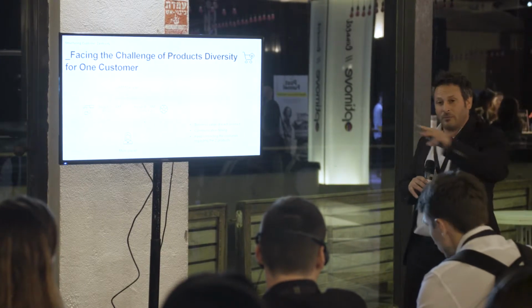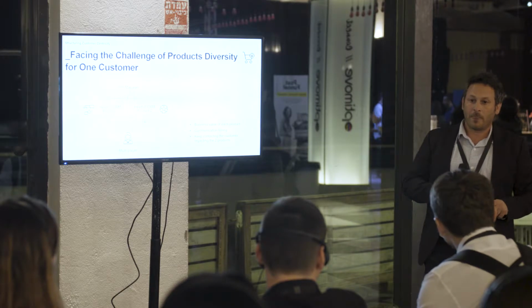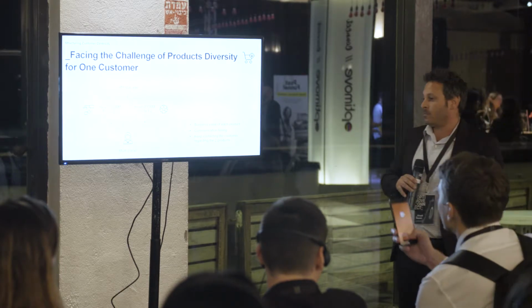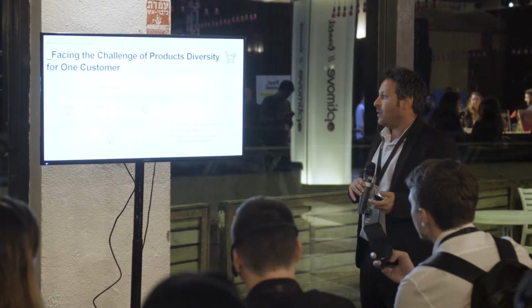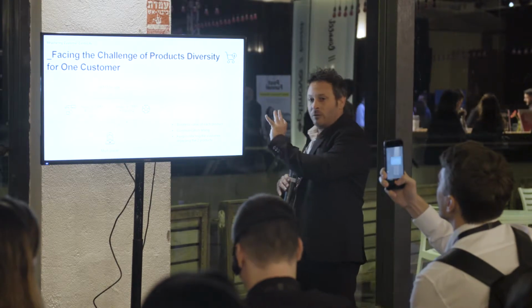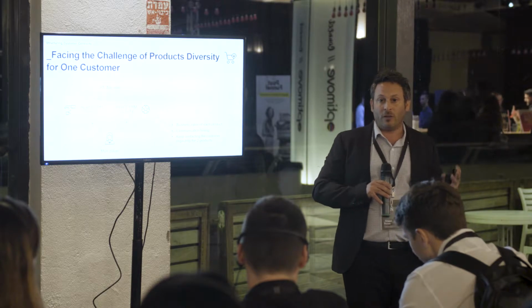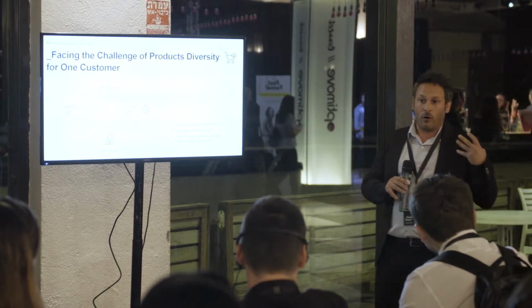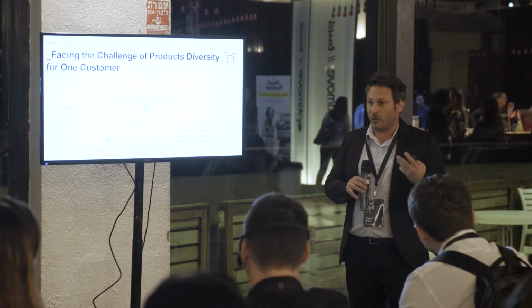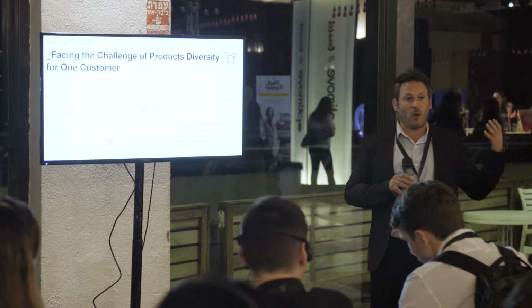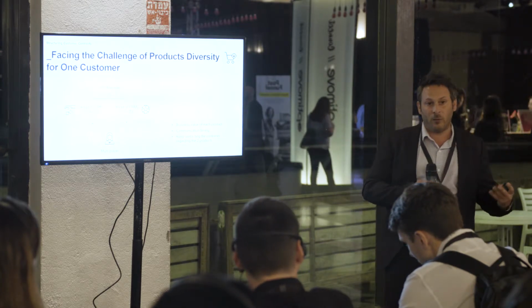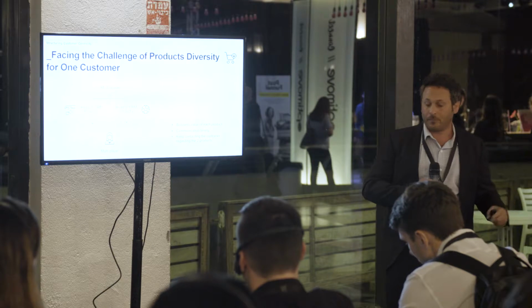We have permission from them to show this, of course. And they were facing a problem. So first of all, let's talk about the structure. They chose a pretty verticalized structure. So they have a head of CRM for casino, which is one of their products, and a head of CRM for sports betting, which is another product.